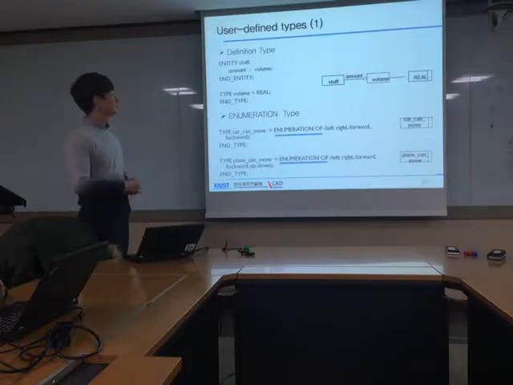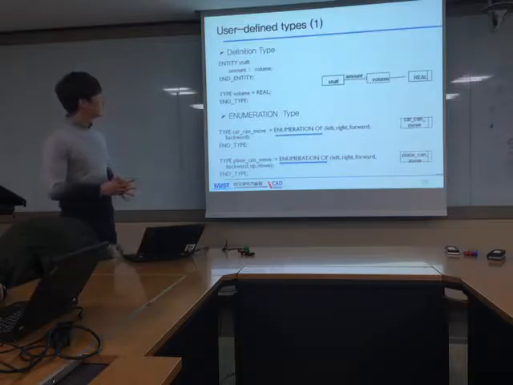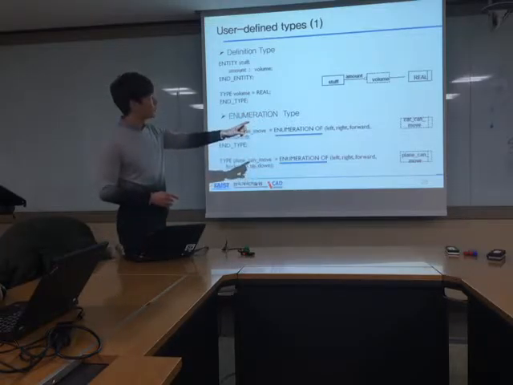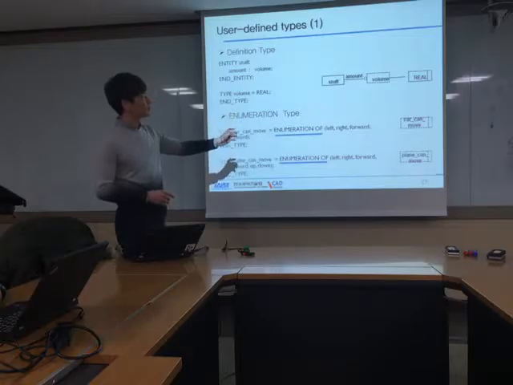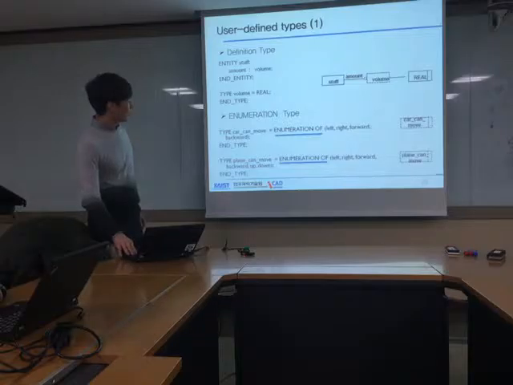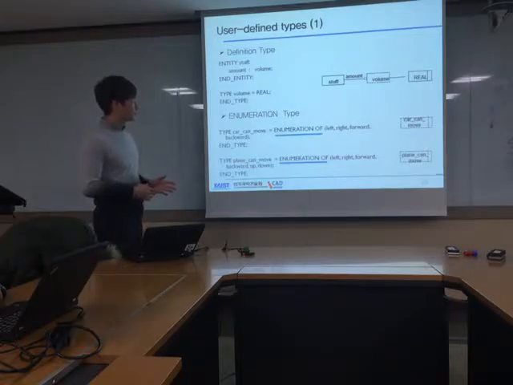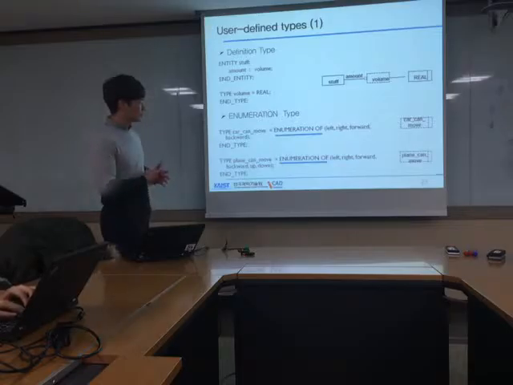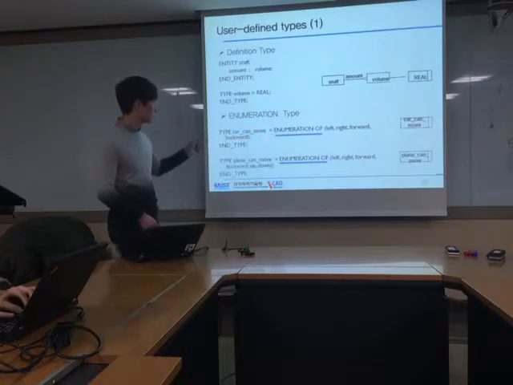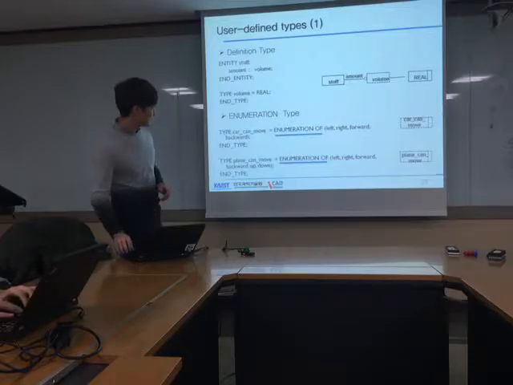And this is about user-defined types. We can define volume as a real type, so we can use volume as a real type. And then there is enumeration type, so we can make an order like left, right, forward, and backward. This is an enumeration type.